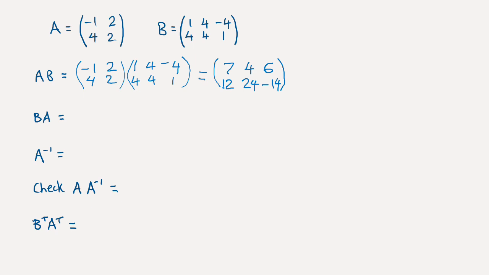So there we go. How about BA? Could we do that? So B has 3 columns and A has 2 rows, so those two numbers don't match, so we can't calculate that. So this matrix product does not exist.